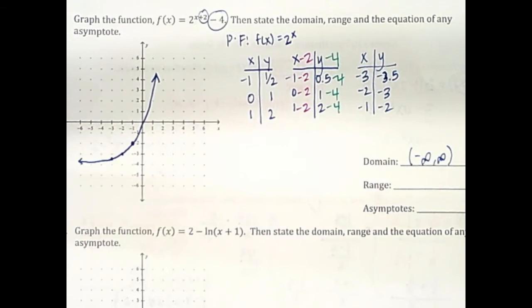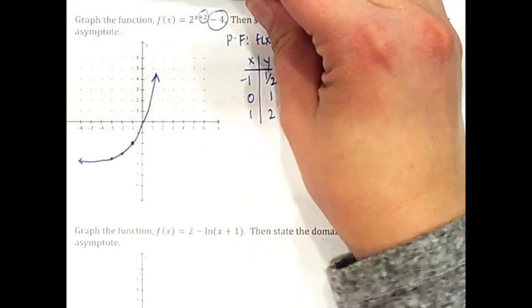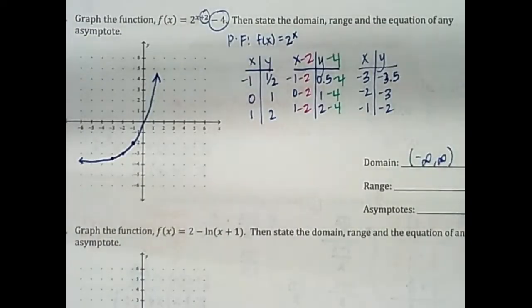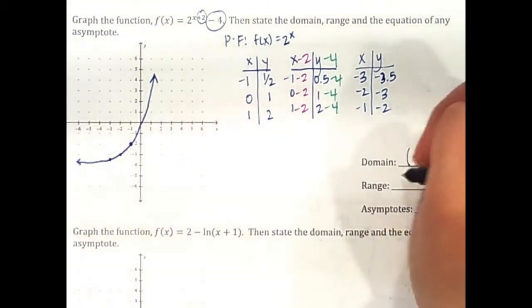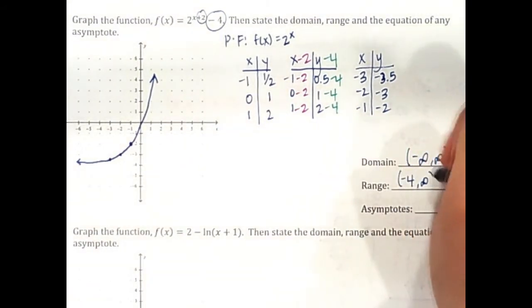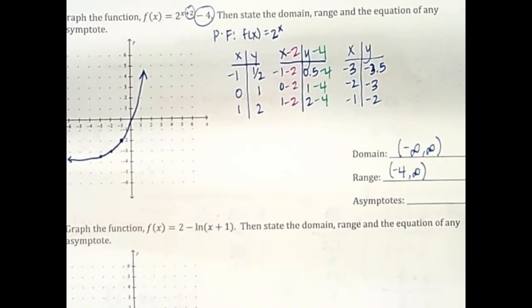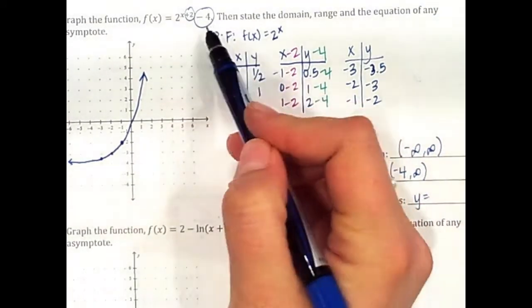Now our range is a little different. Our range for a parent function is typically 0 to infinity for any exponential. But because our y values move down by 4, that means our range is also going to move down by 4. So instead of being from 0 to infinity, it's now going to be from -4 to infinity. And then our asymptotes, now we have a horizontal asymptote, which means our equation is going to be y equals -4.